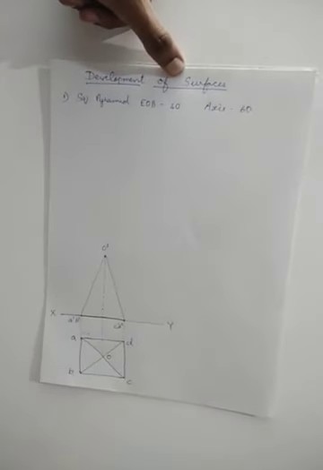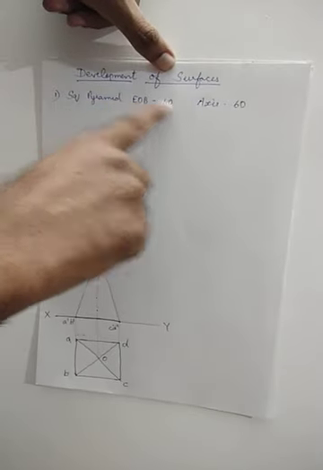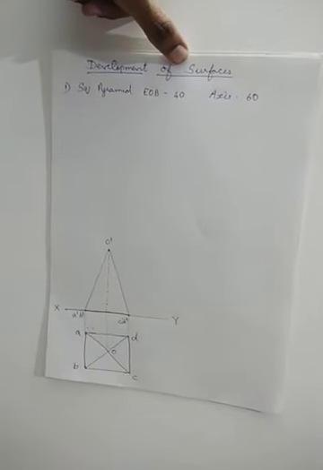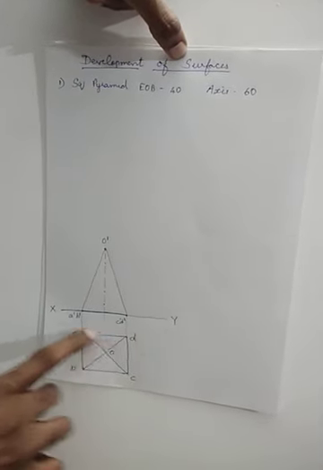So we are going to start with the first question in development of surfaces. The solid is a square pyramid. Its edge of base is given 40 mm and its axis is given 60 mm. And in the question it is said that we have to place one base edge parallel to VP.